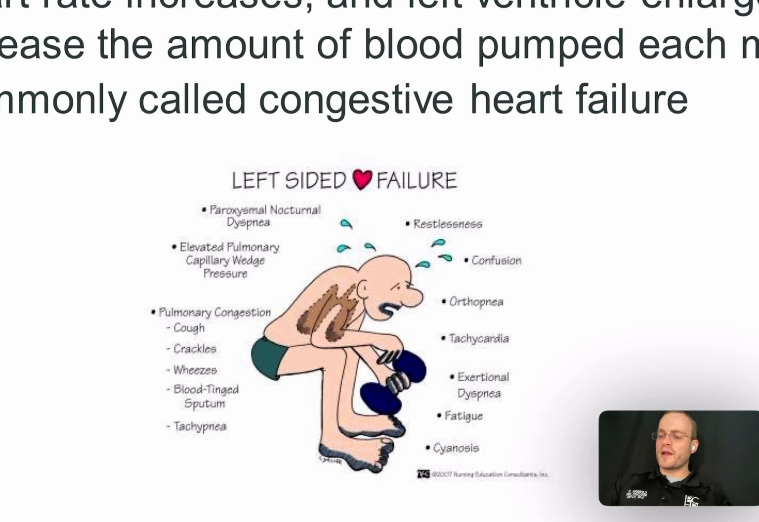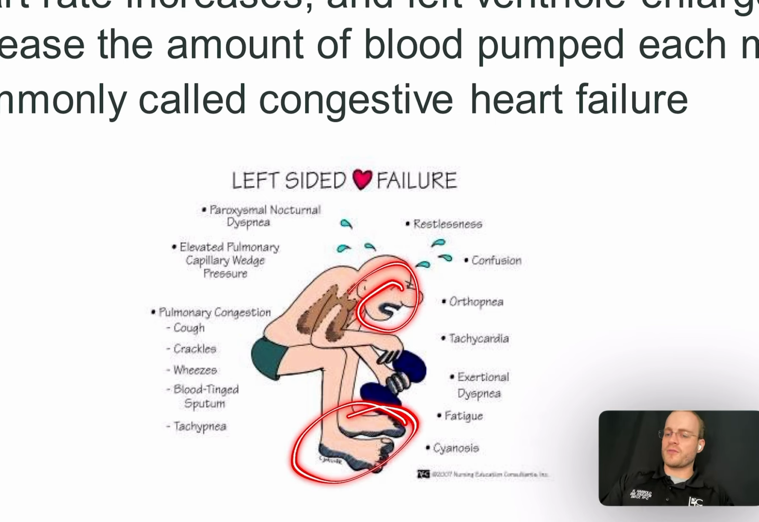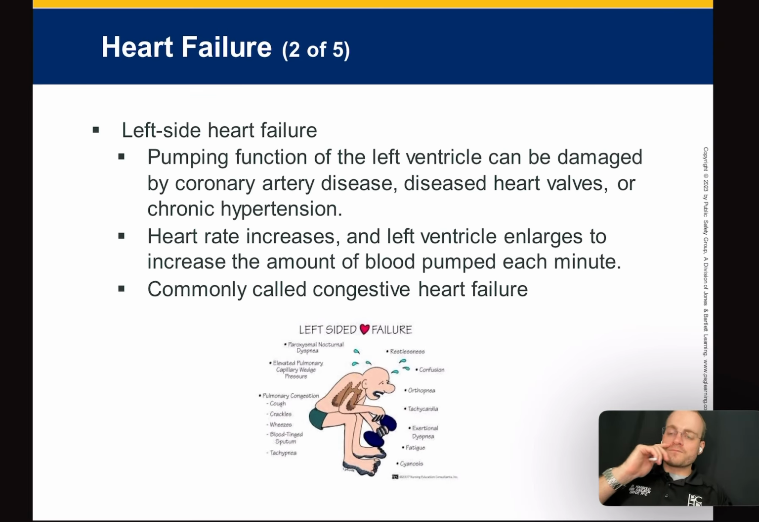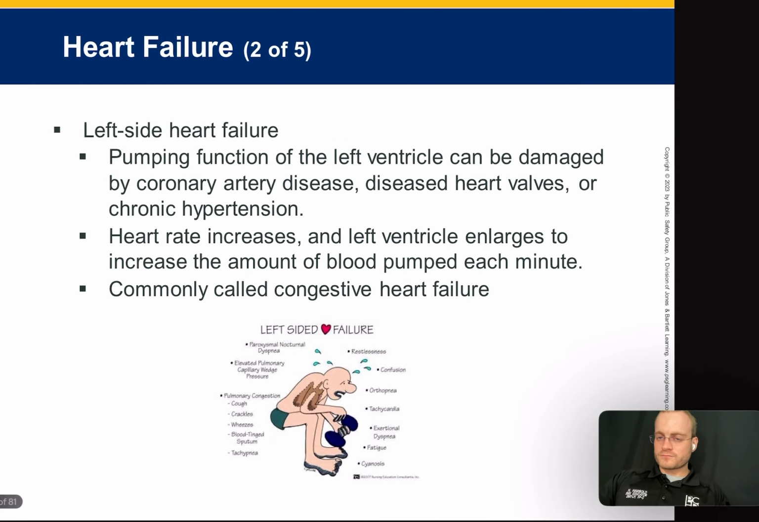Tachycardia, right? Heart rate above 100. Exertional dyspnea. So they get short of breath when they exert themselves, when they walk to the refrigerator, when they walk up the stairs or whatever. Fatigue and cyanosis. What cyanosis is? Bluish tint to the skin. You'll see it around the mouth and the toes and the fingers. That's called acrocyanosis. Now, that's left-sided heart failure.